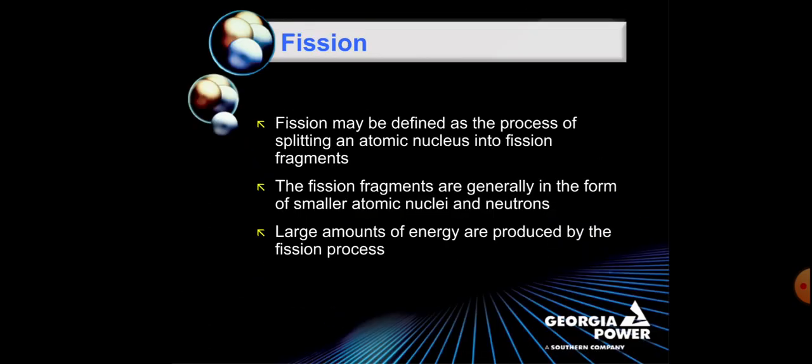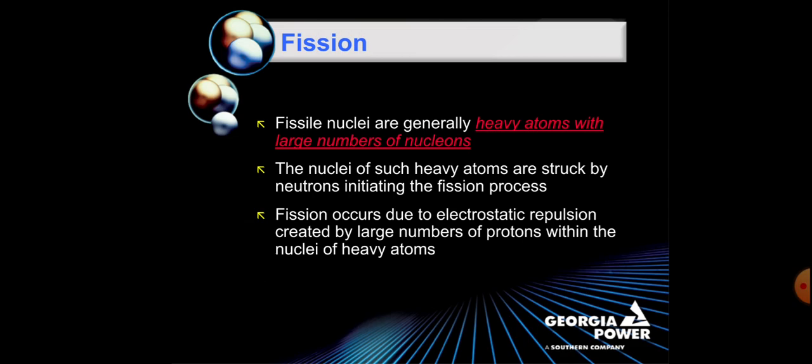Now comes nuclear fission. What is fission? Fission is a process where an atomic nucleus splits into two or more fission fragments or smaller nuclei. Here a large amount of energy is released. Fissile nuclei are those nuclei which have a large number of nucleons, that are very unstable, and to attain stability they break into fragments.